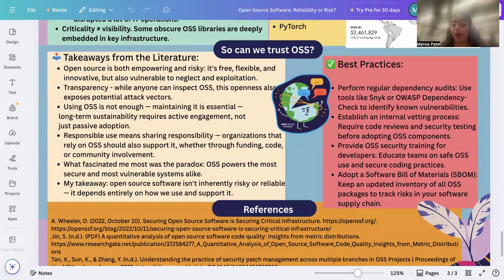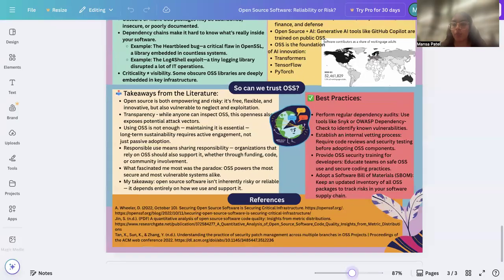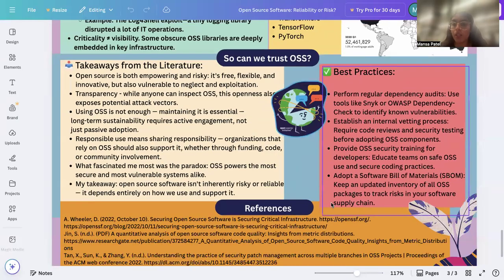Some of the practices that I found in the articles were performing regular dependency audits, creating internal vetting processes, creating security training for the developers who are contributing to your system, and overall just having some sort of documentation, which really helps in maintaining security and reliability. It would also be very cool to have a bill of materials that tracks all of the OSS packages that are up and running, to track risks in the software supply chain.